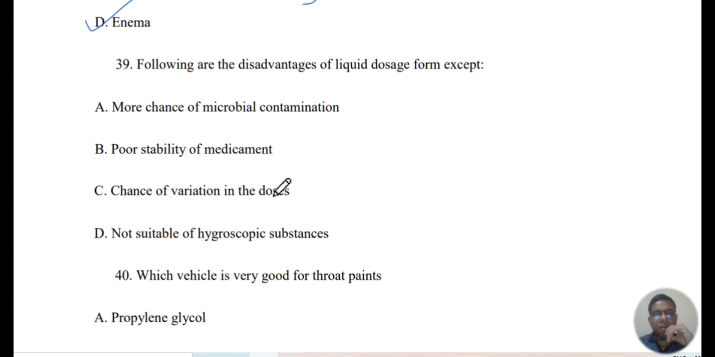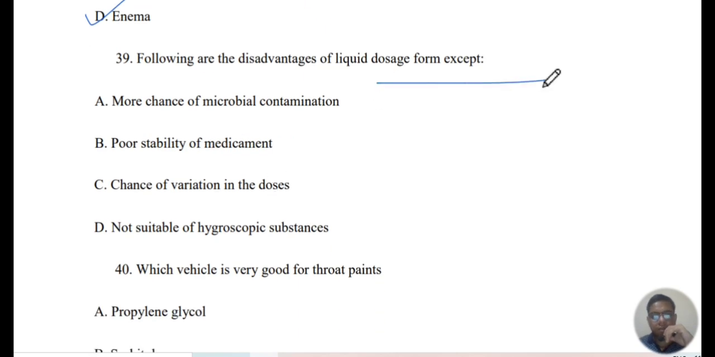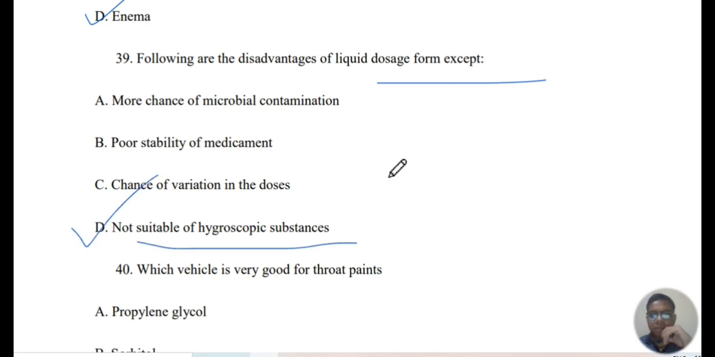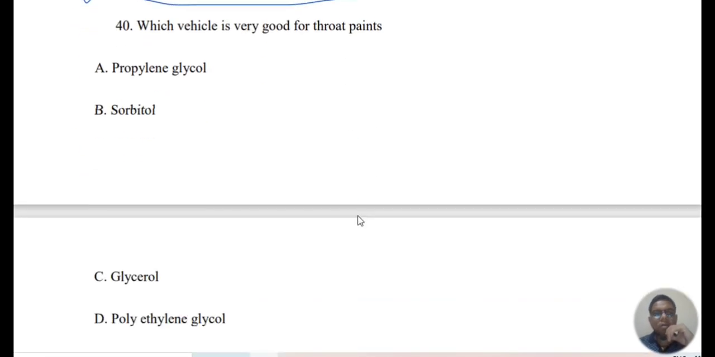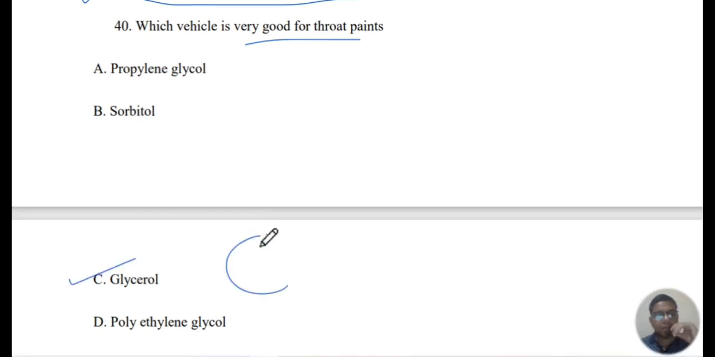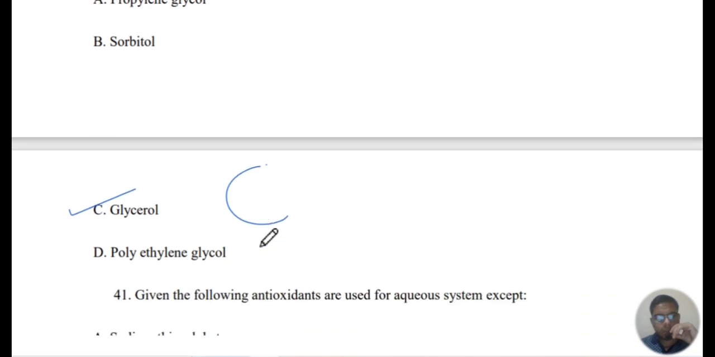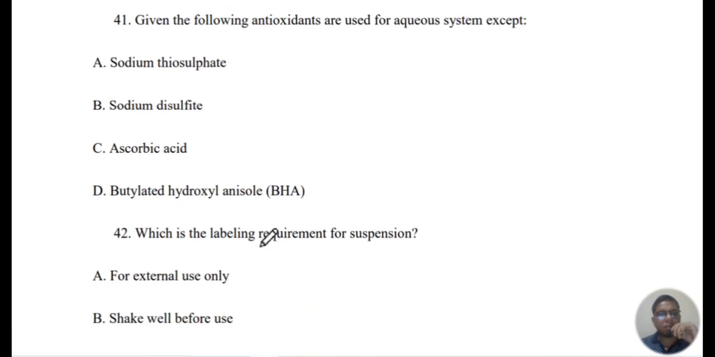Next is 39. Given the following the disadvantage of liquid dosage form except. The answer is D. Not suitable for hygroscopic substance. The answer is D. Next is 40 question number. Which vehicle is very good for short pen? The answer is, और इसका जो आंसर होगा वो क्या होगा? C होगा. Next is 41 question number.